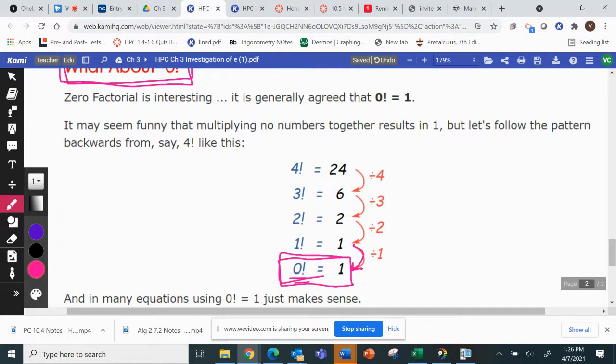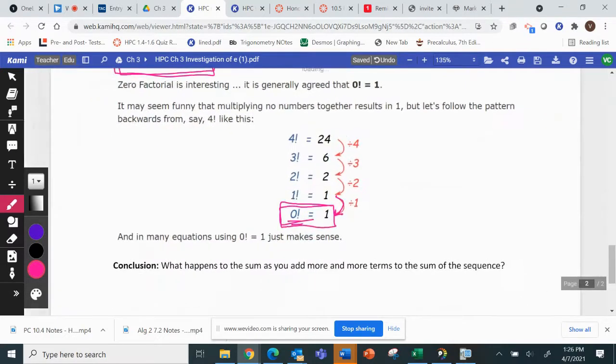So that's one thing that maybe might show up somewhere, but not on this test, but just somewhere in your life. Walking down the street, somebody needs to know what 0 factorial is.